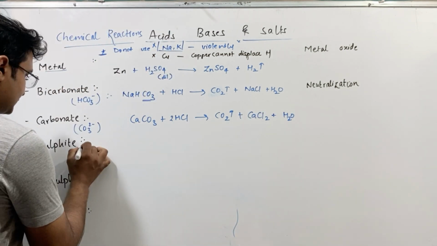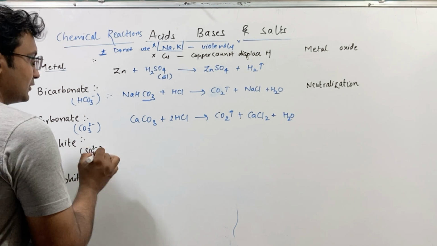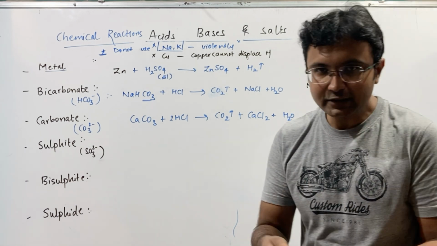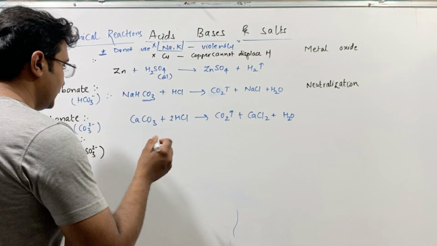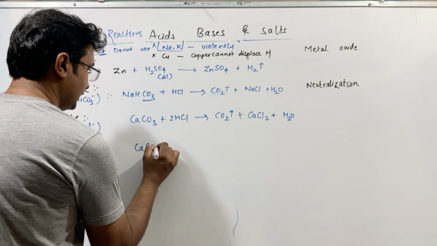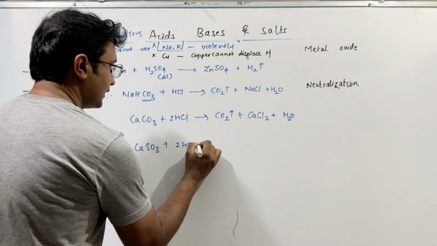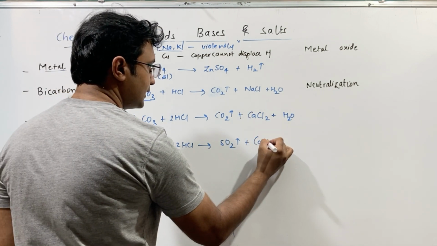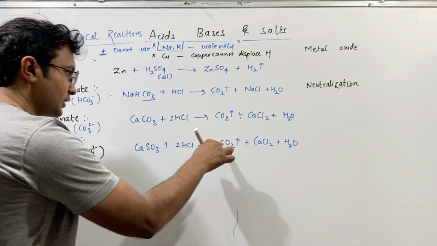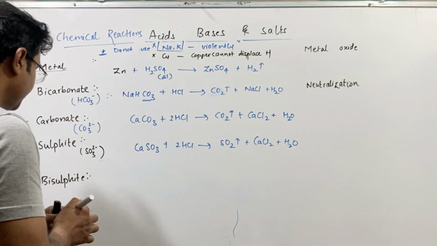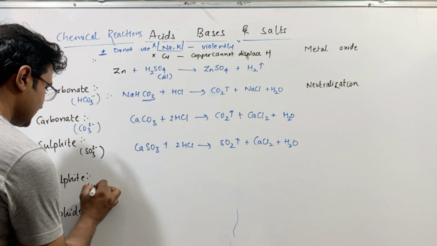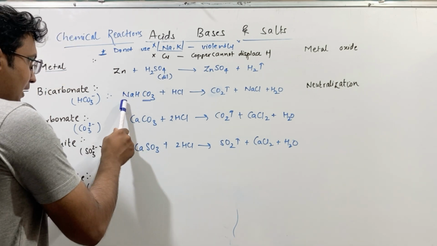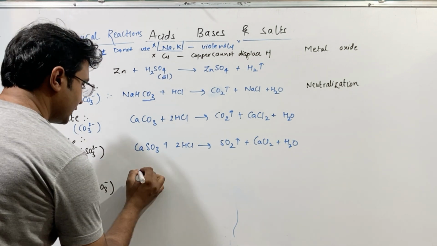Now sulfite. Sulfite is SO3 2 minus. Whatever happens with CO3 2 minus, the same thing happens with SO3 2 minus. Reaction remembering is very easy. The only difference is, say I am taking CaSO3 plus 2HCl. First liberate SO2 in the similar pattern, plus CaCl2 plus H2O. Here CO2 is liberated, here SO2 is liberated. Now bisulfite. Bisulfite is HSO3 minus 1. Here, as with bicarbonate where I took sodium, I will also take sodium. You can take any one.